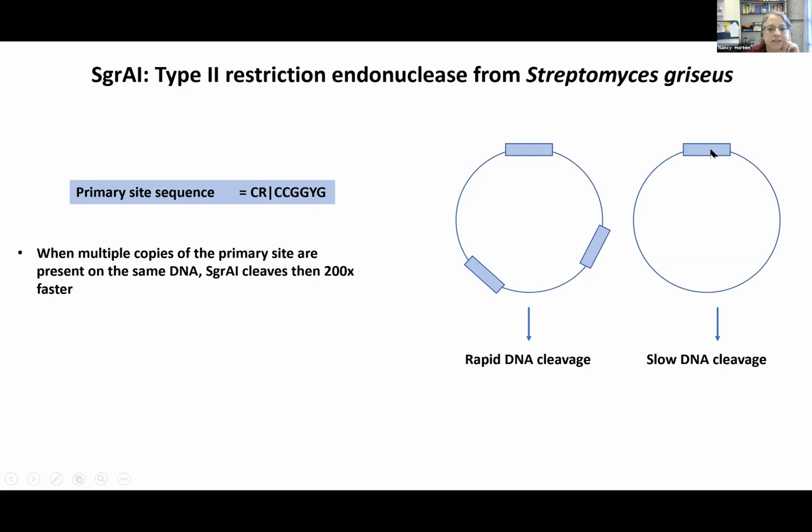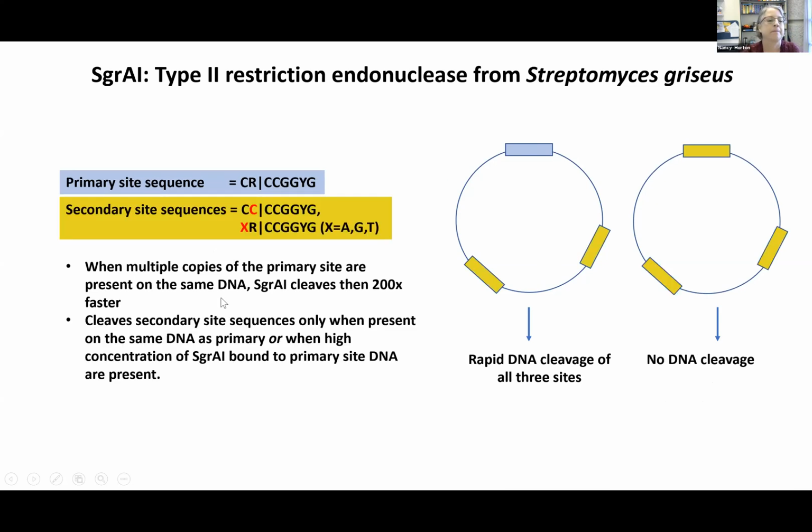If there's only a single copy of this primary sequence in a plasmid DNA, one finds that the enzyme will cleave it, but really slowly. But if you have multiple copies, all of these sites will be cleaved very rapidly, 200 times faster. Really interesting is that the enzyme will cleave these secondary sites that differ from the primary by 1 base pair, either the first or the second.